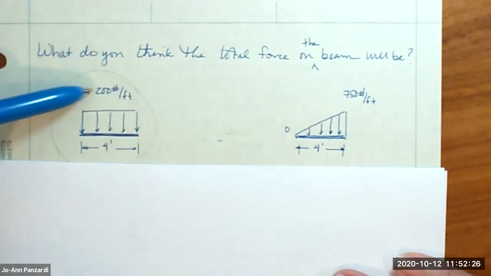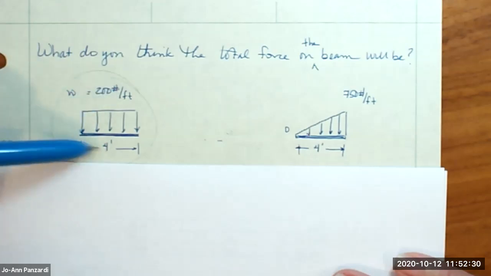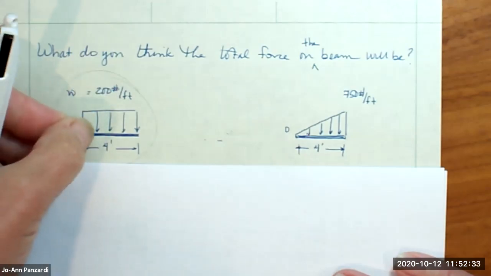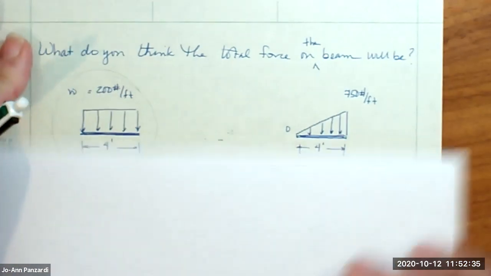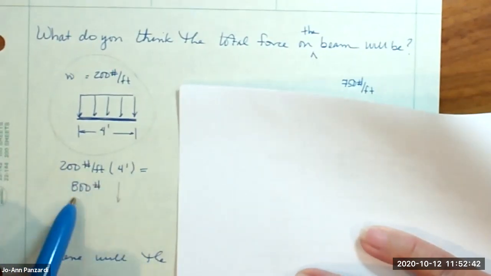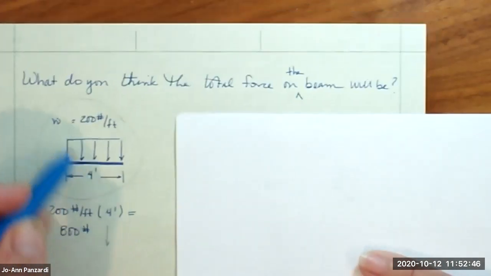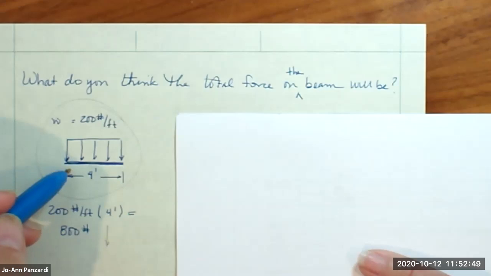It says that it's spread out as 200 pounds per foot, and it's 4 feet long. So every foot represents 200 pounds. So you're correct if you said that 200 pounds times 4 feet is actually 800 pounds. So the total weight being applied to this beam right here is 800 pounds, 200 pounds per foot times 4 feet.